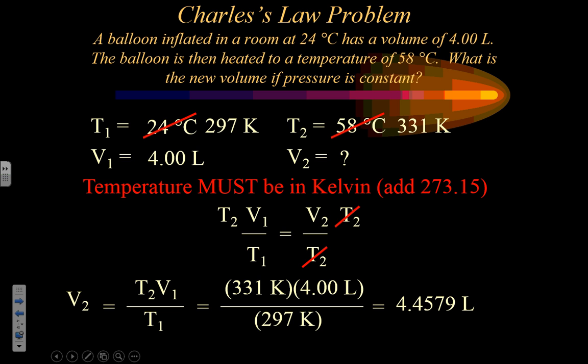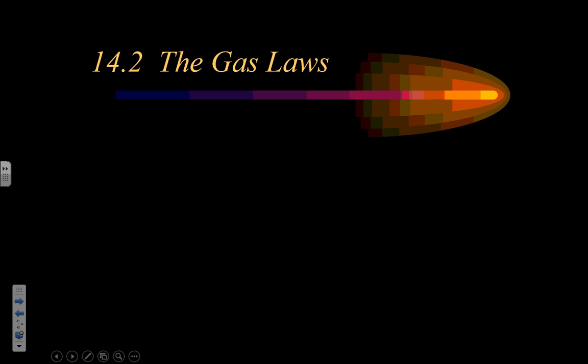But once again, I have to round to appropriate units. Everything in this case had 3 sig figs, so that means I'm rounding to 3 sig figs. 4.46 liters would be my final answer. And remember, if I didn't change my temperatures to Kelvin, I wouldn't get this answer, and therefore it wouldn't be accurate. Got to be in temperature of Kelvin.